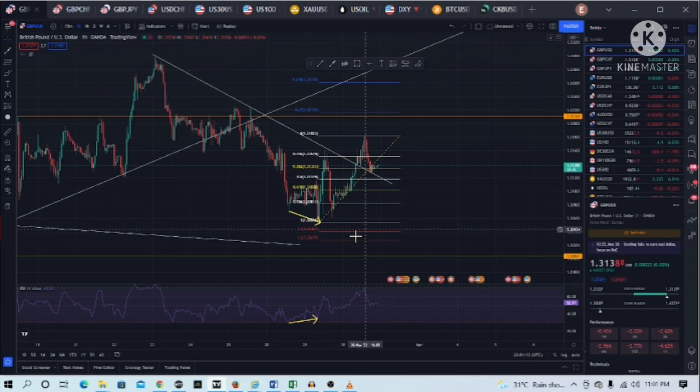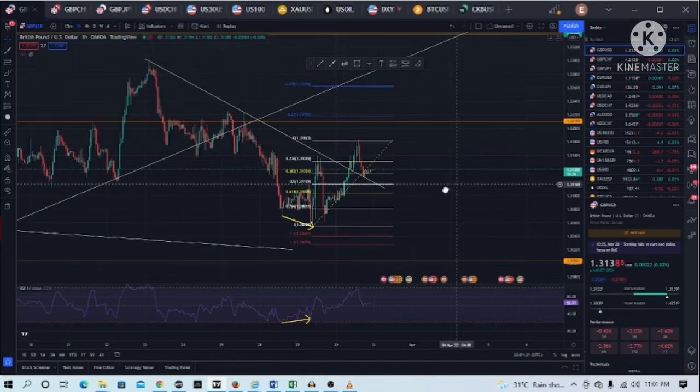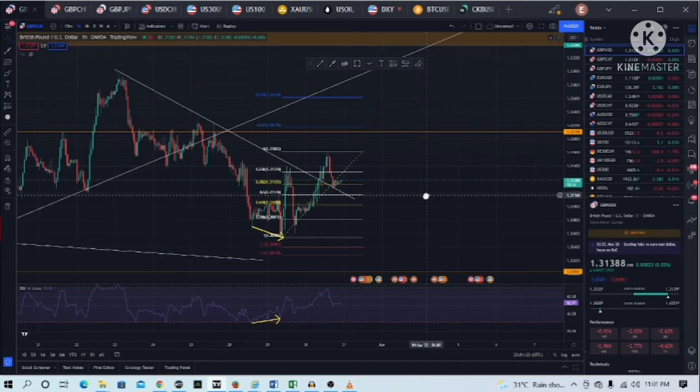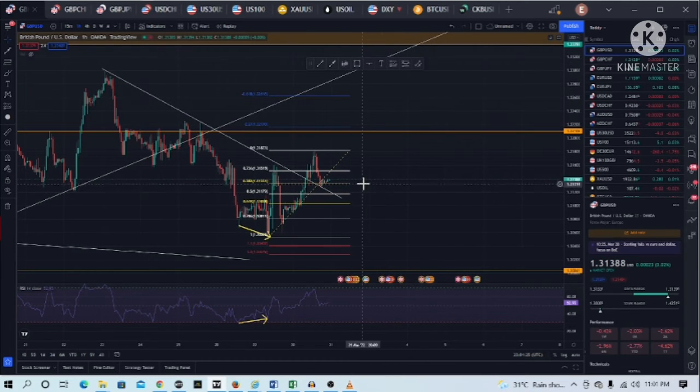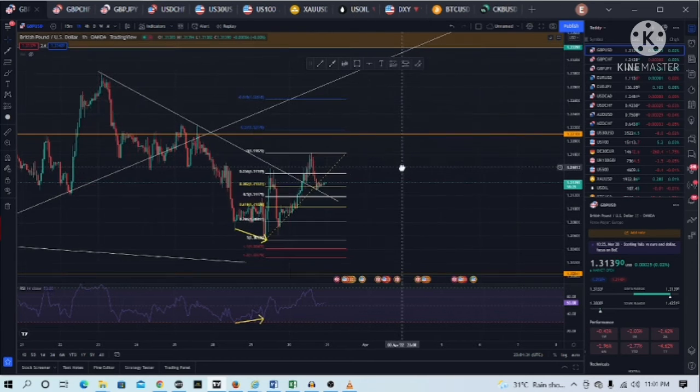So with these three confluences, break and retest, fib level of 0.382 and divergence, we can comfortably say that we can enter a buy on GBPUSD at this level. I hope I'm clear. So we would pull our long position and enter the trade right here.